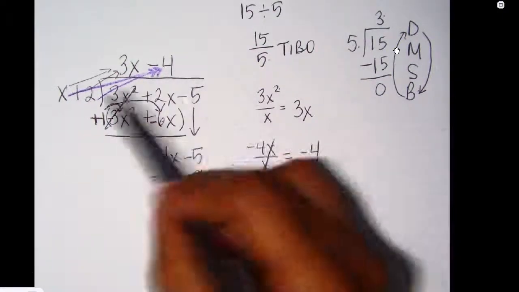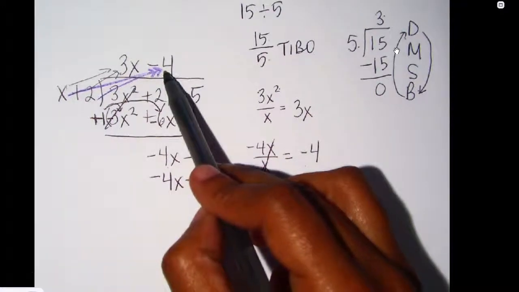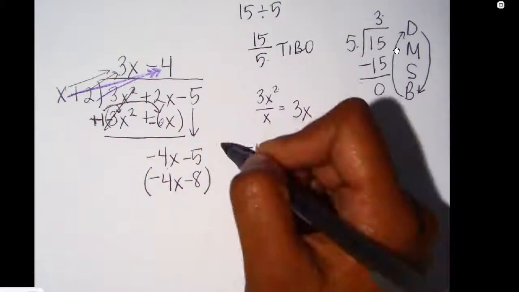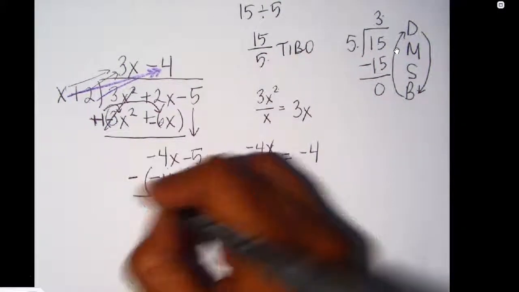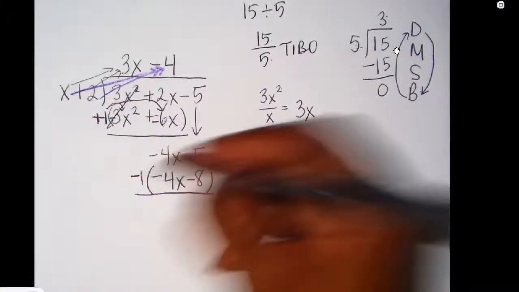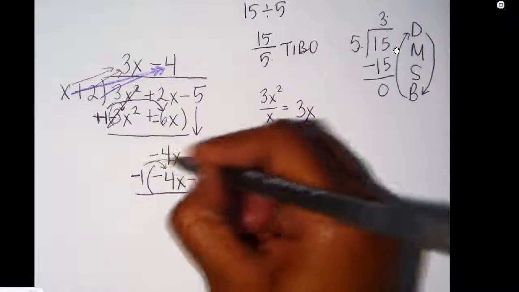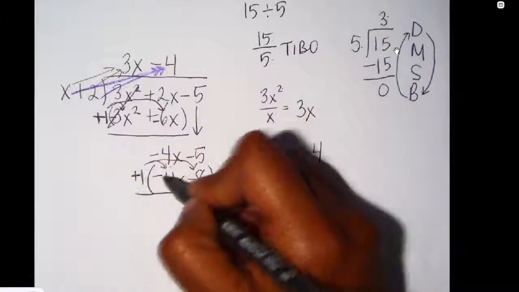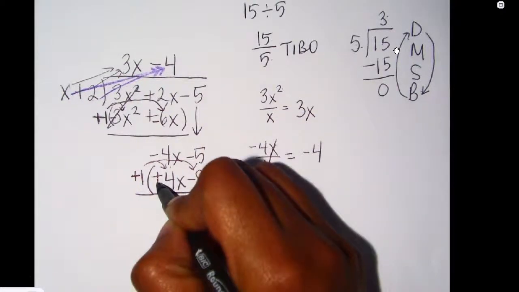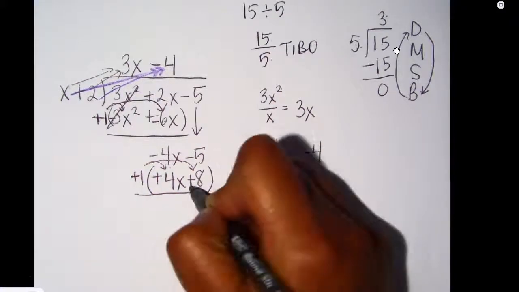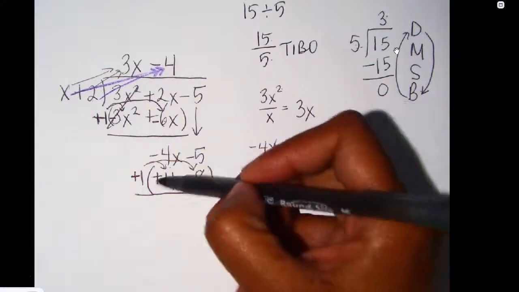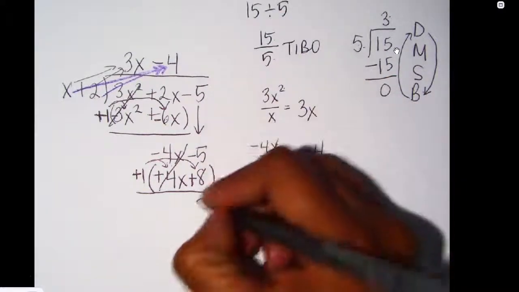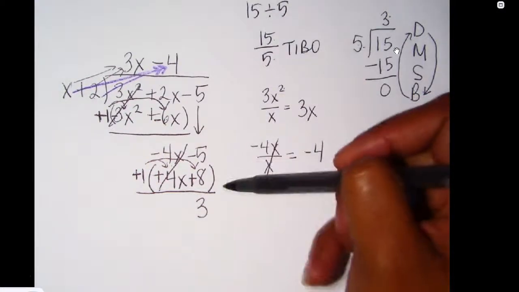And then again, now that I have multiplied this term by this constant and then multiplied this constant with this one, I have to subtract. So you put it in the parentheses, put a negative sign, draw a line. And again, this is a negative 1, so you have to do the distributive property. So to not make this confusing, I'm going to change that to a plus. This will turn positive after the multiplication with the negative 1, and this one will also turn positive. Okay, so now if I do negative 4x plus 4x, that term is gone. And if I do negative 5 plus 8, I get positive 3, which as you can see, there's nothing else to bring down, so this is my remainder.